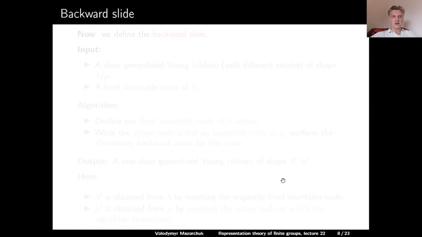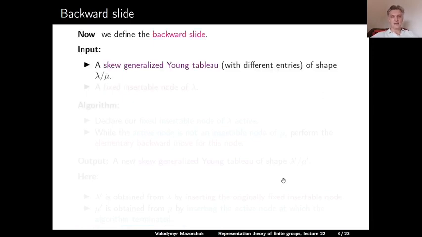Now we can define the backward slide. So the input for the slide is a skew generalized Young tableau with different entries of shape lambda modulo mu and a fixed insertable node for lambda.